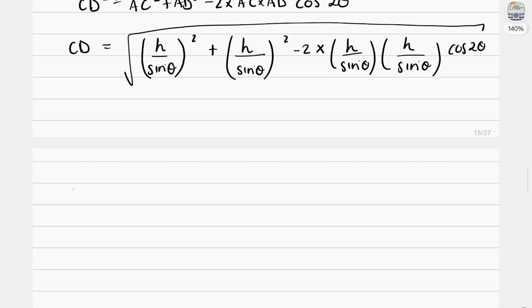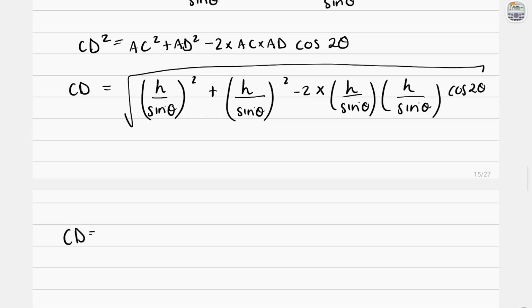So now it just has to do with simplifying. Let's see how we can best simplify this. We have square roots here, but I also noticed that if you add these together, because they're the same thing, they will really just become 2 and then H over sine theta all squared. It's like having x squared plus x squared. It just becomes 2x squared.